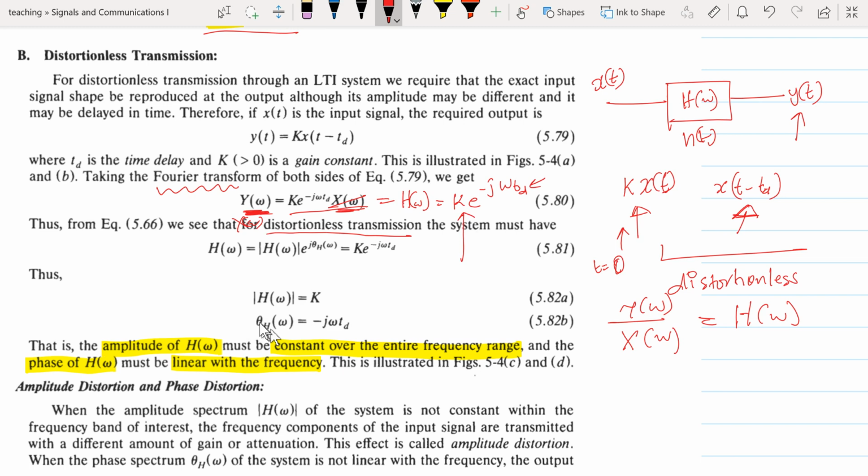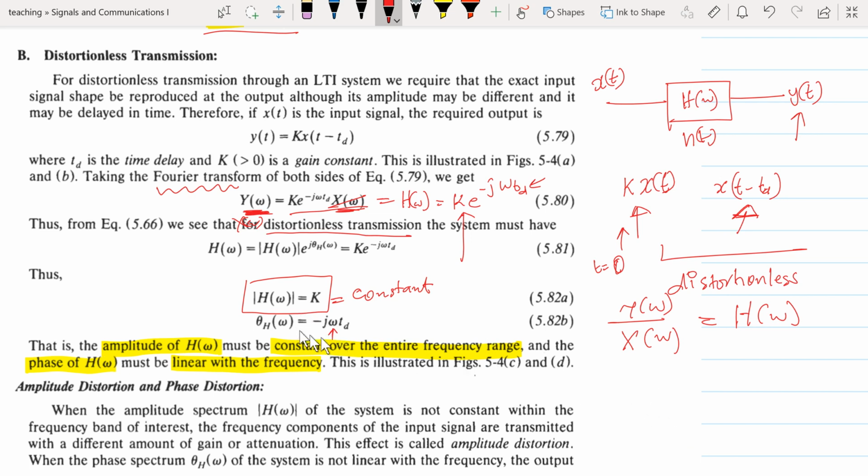So what do you observe? The amplitude of our frequency response H of omega is constant, equal to K, and K is the gain that the system introduces. The other thing you observe is that the phase of our frequency response must be linear. It is simply a linear function of the frequency. So you can say that in this case, it is negatively decreasing.